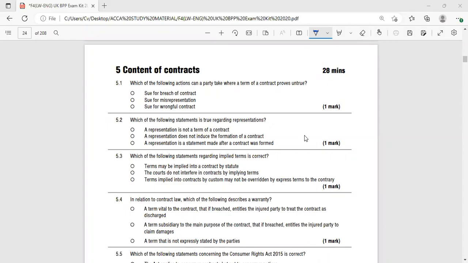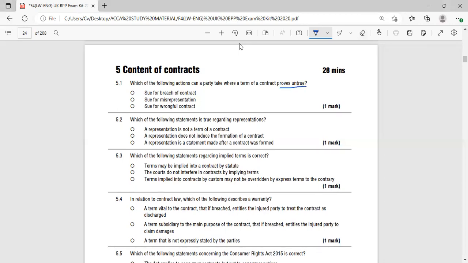Which of the following actions can a party take where a term of contract proves untrue? First one is sue for breach of contract, sue for misrepresentation, and sue for wrongful contract. In fact, it is neither a misrepresentation nor a wrongful contract. Proves untrue means breach of contract, so there will be a suit for breach of contract. A party can sue for misrepresentation when a statement proves to be untrue, so here, this is not the case.